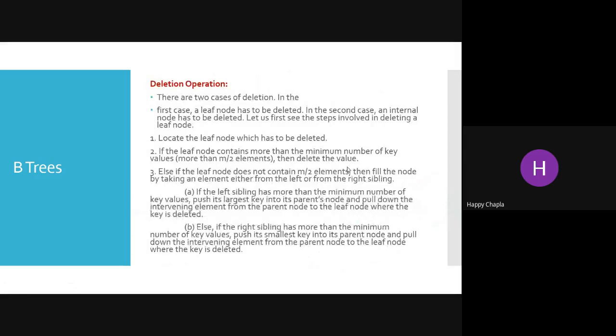If the left sibling has more than the minimum number of key values, like if our sibling has two toys of the same item, they can give one to us. Push its largest key into its parent's node and pull down the intervening element from the parent node to the leaf node. Don't bother about it.